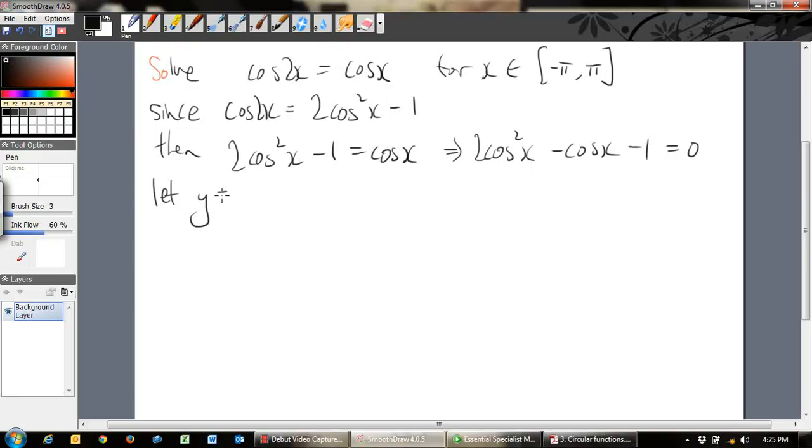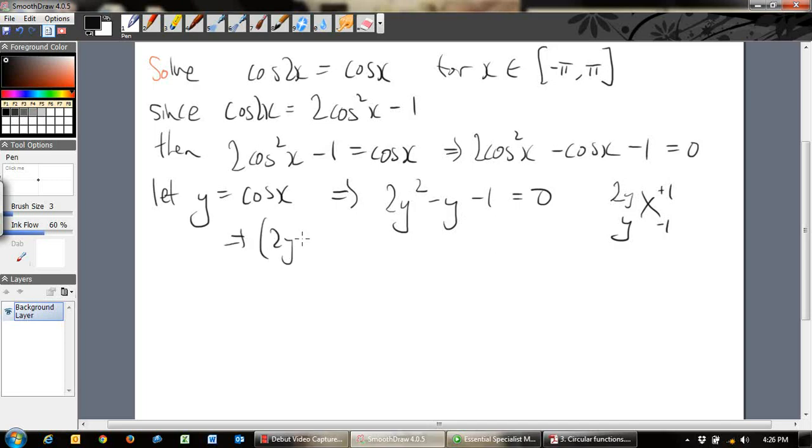So I would go, let y equal cos x. What do we get? 2y squared minus y minus 1 equals 0. Now this just looks a bit easy to solve, okay? So we've got 2y and y, we've got 1, 1, and we have to get negative 1, so we want negative 2 plus 1. And so what you get is 2y plus 1, y minus 1 equals 0. Therefore y equals negative half or 1.